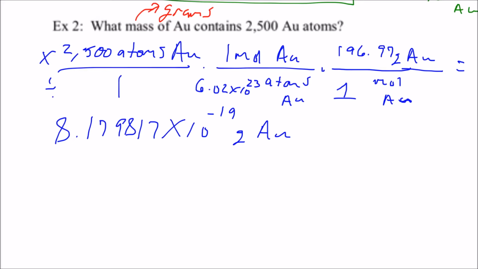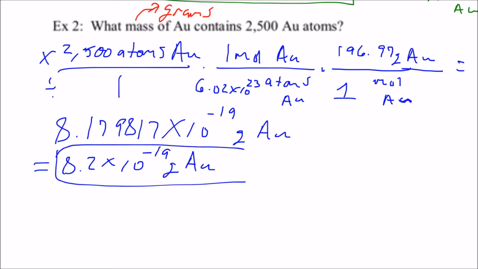This number has a decimal, so we start on the left hand side. 8 is the first non-zero digit, 1 is the second, and that's where we would stop. But you have to look one place value further and see, does this 7 round up the 1? And yes, it does. So our final answer is going to be 8.2 times 10 to the negative 19th grams of gold. So hopefully you got the same answer.